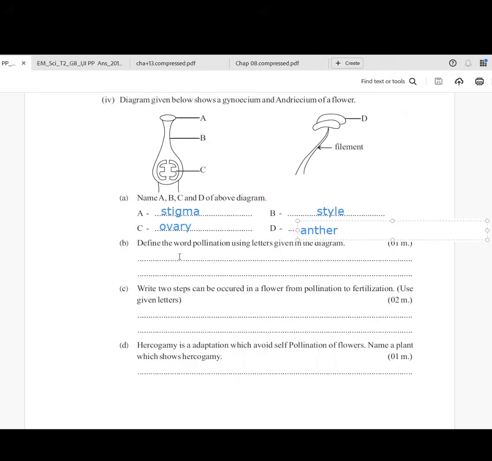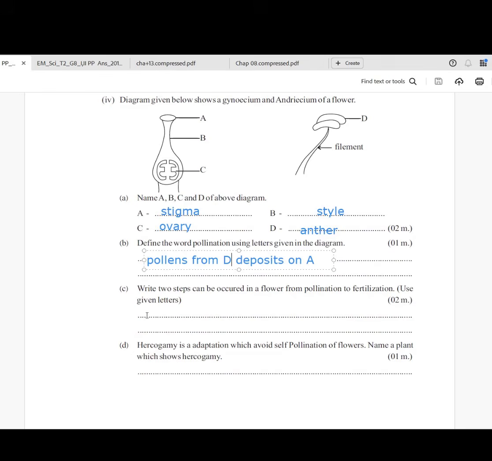Define the word pollination using letters given in the diagram. Pollens from D deposits on A. You have to write pollens from D deposits on A. A means the stigma. D means the anther. Anther produces the pollens, the male reproductive cells in the flowers.